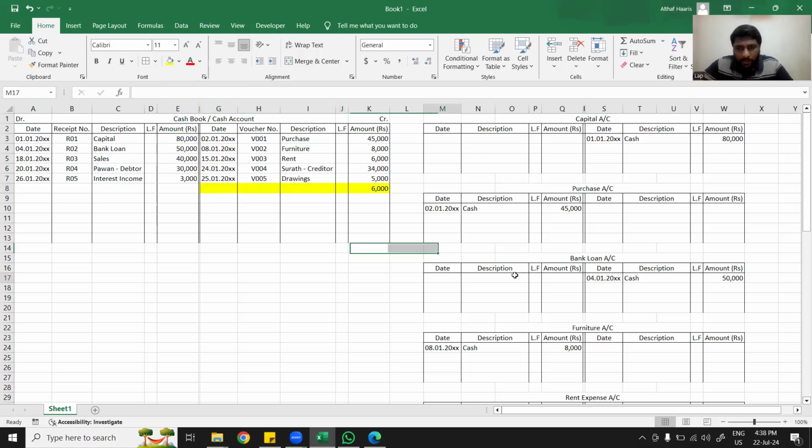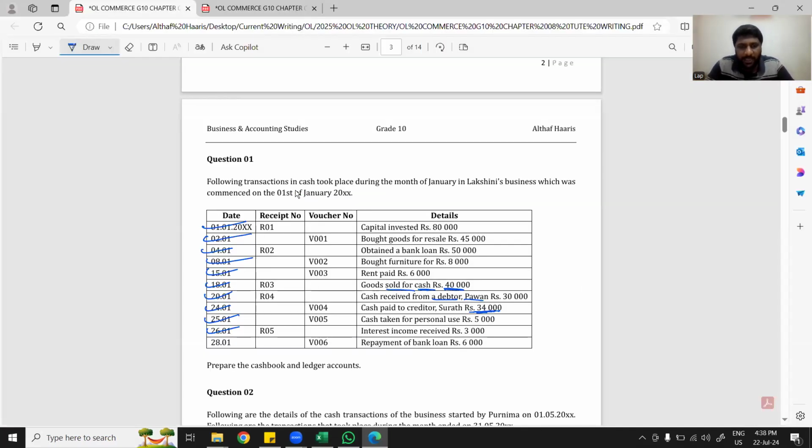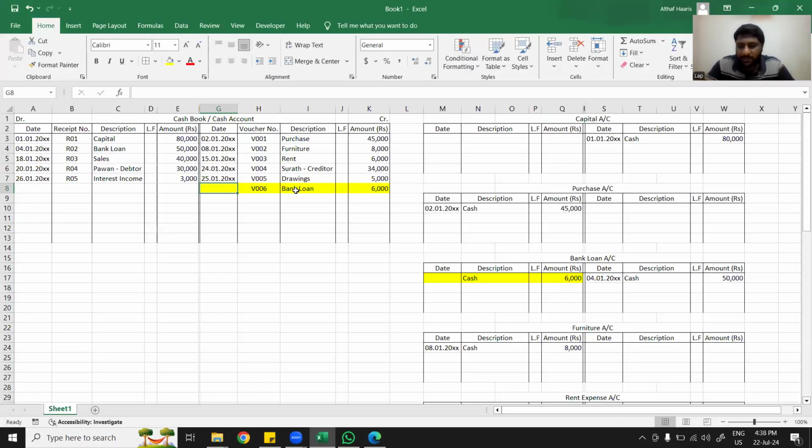Cash going out, credit. Bank loan account, debit 6,000. Why bank loan account debit? Liability decreasing. Here cash, bank loan. What's the date? 28 January.